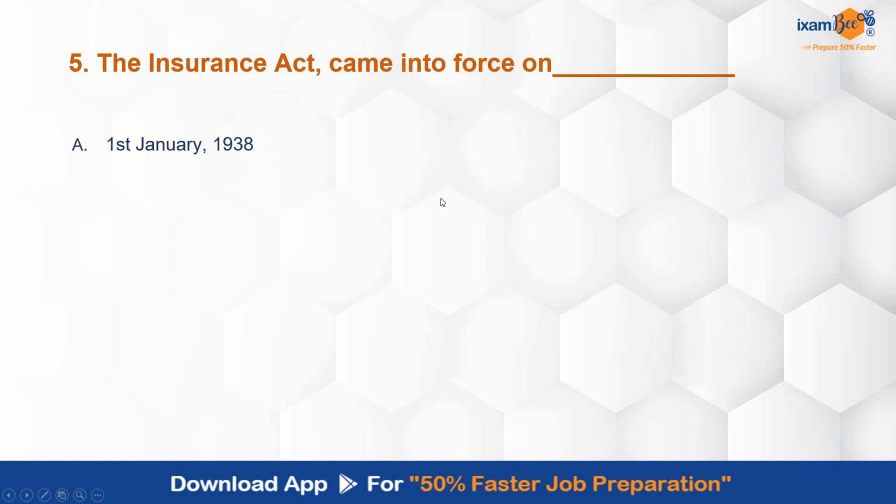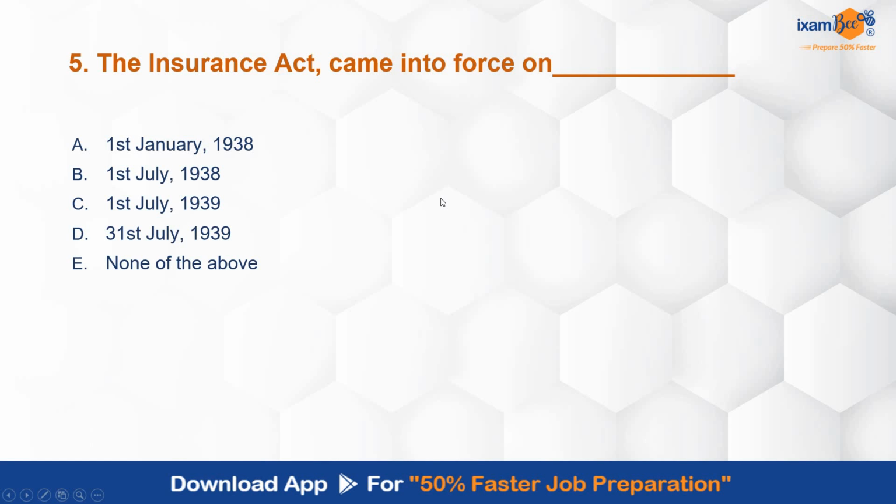Insurance Act came into force on 1st January 1938, 1st July 1938, 1st July 1939, 31st July 1939, none of the above. So what is the enforcement date of Insurance Act? Correct answer is C, 1st July 1939.